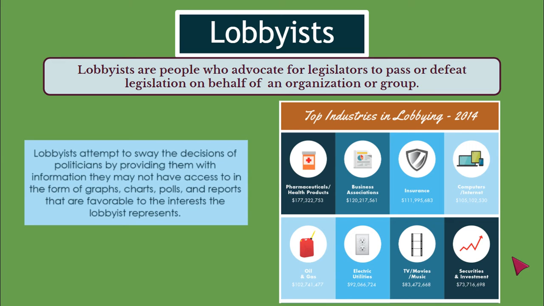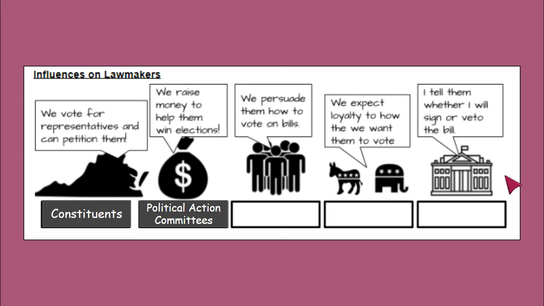So let's say Apple hired a lobbyist. That lobbyist could go to congressmen with facts and say, hey, look at this information and data. That is why you should vote yes or no on this bill. Lobbyists do not give money to congressmen. They only give facts and data and reports. On your notes, fill in that lobbyists persuade them on how to vote on bills.